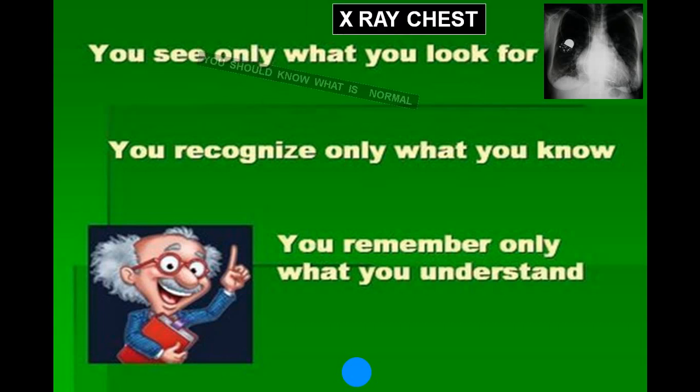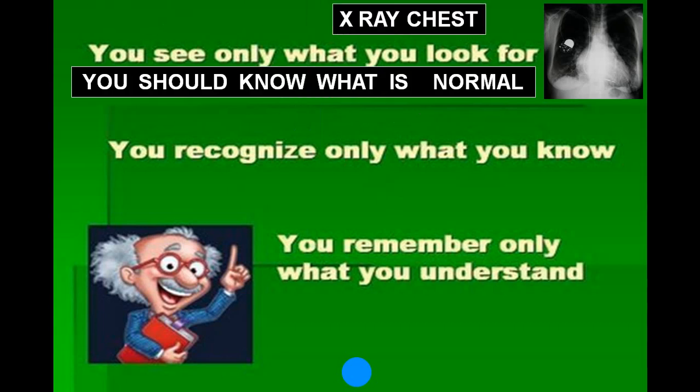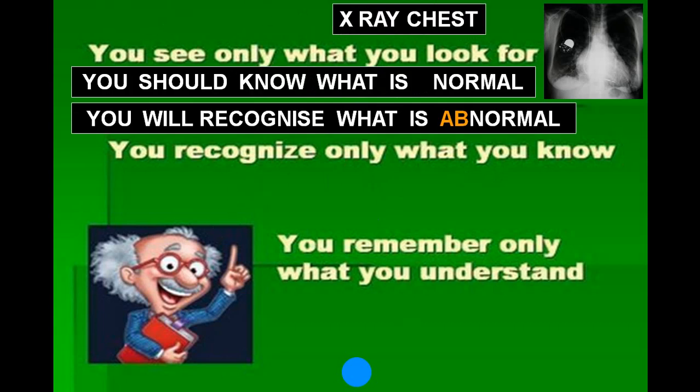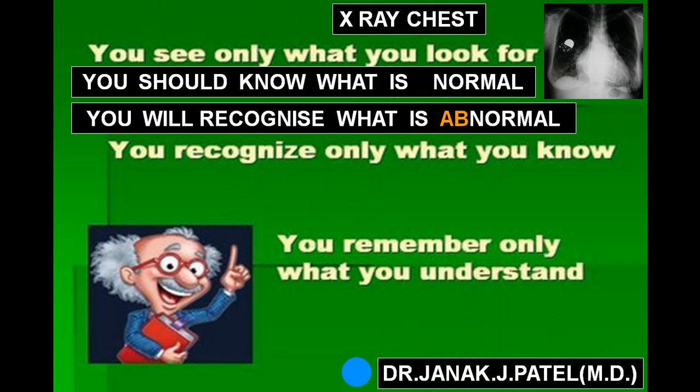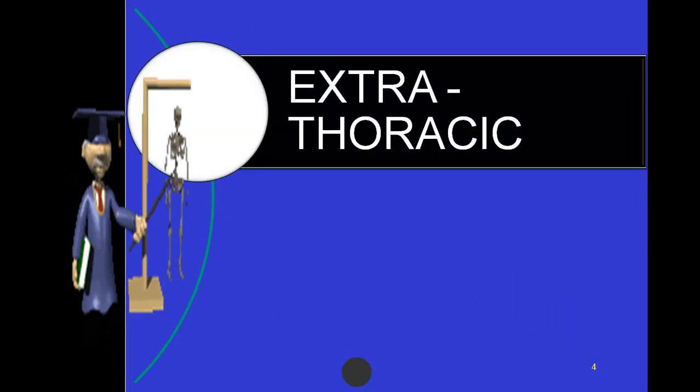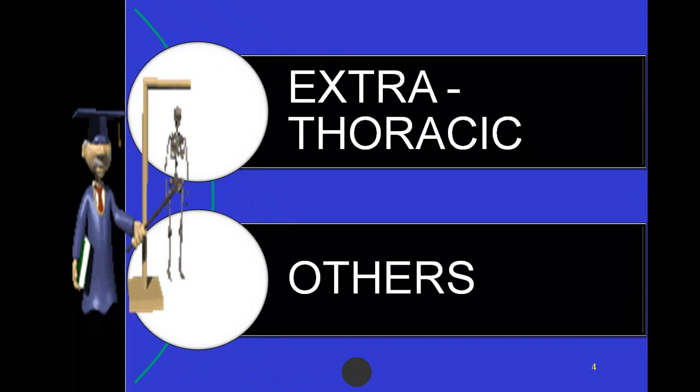So again, you should know what is normal and what is abnormal. But for knowing what is normal and abnormal, you should understand. So I'll try to make it as simple as possible so that you can understand. If you understand, you will remember. If you remember, you will try to recognize. And if you can recognize normal and abnormal, it will be very helpful to you in your everyday practice. So today we'll be talking on extrathoracic structures, tubes and others.